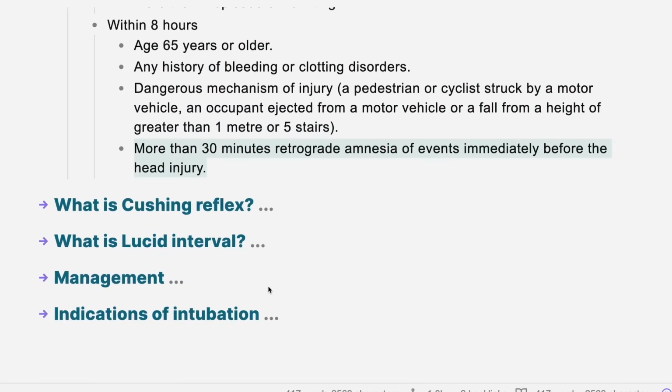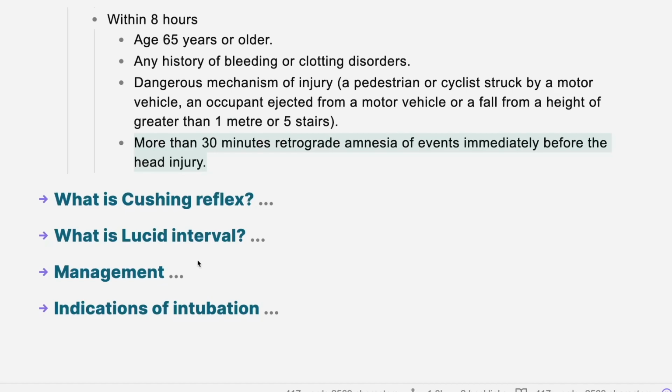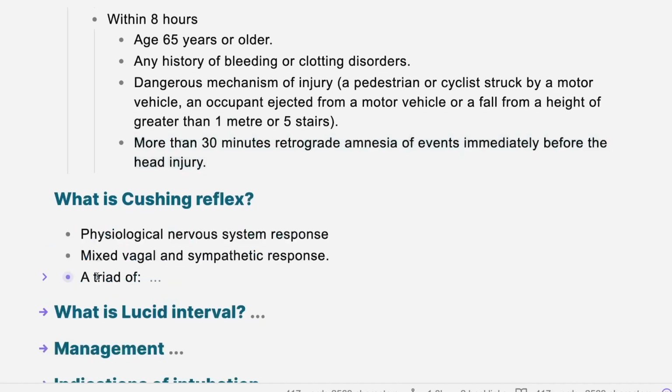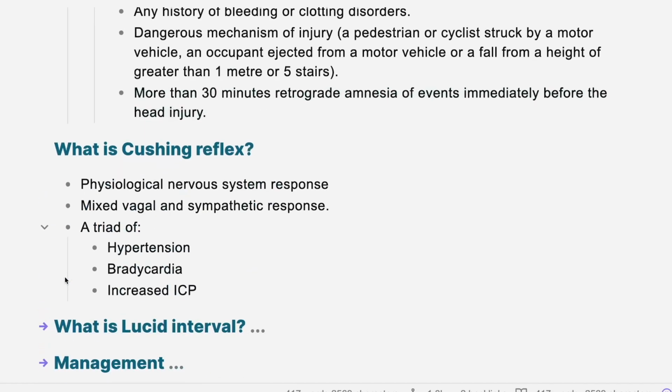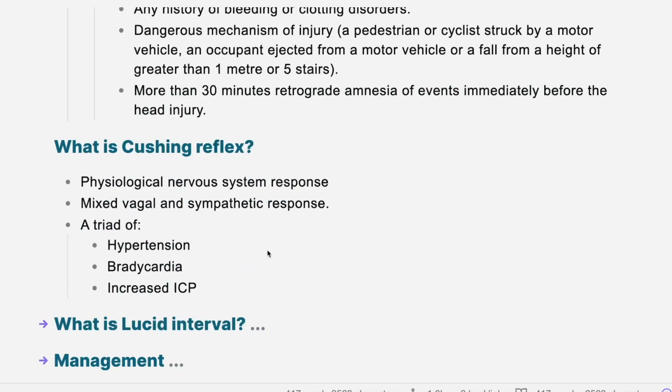What is Cushing reflex? It's a neurological physiological response to an increase in intracranial pressure, which will lead to bradycardia and hypertension, and of course it is associated with increased intracranial pressure. So it's a physiological response. Of course, it's a mixed vagal and sympathetic response as well.